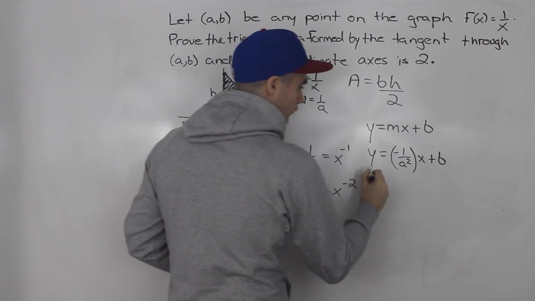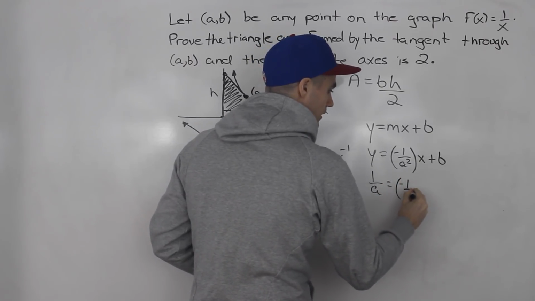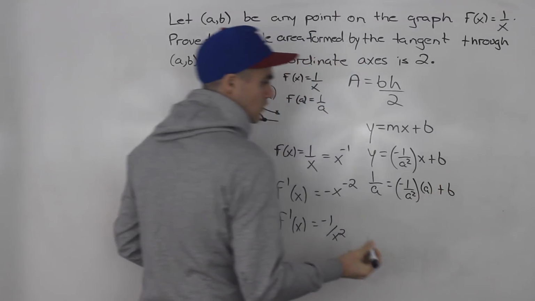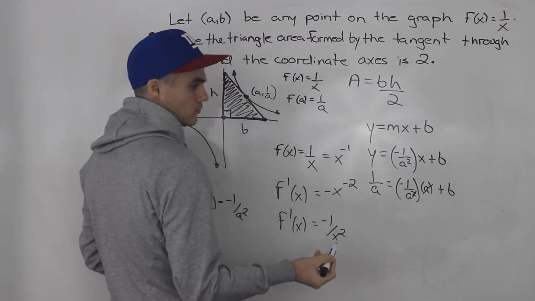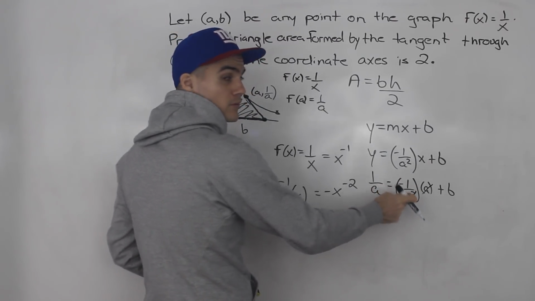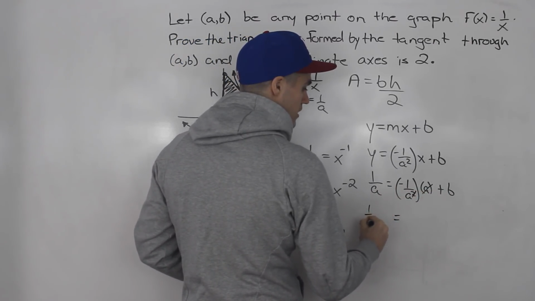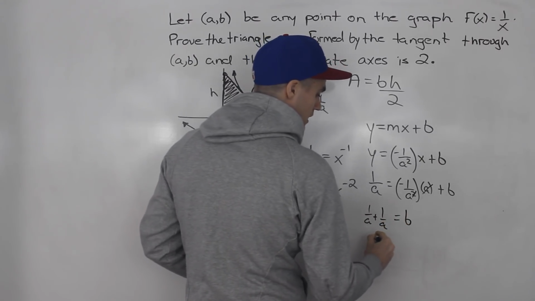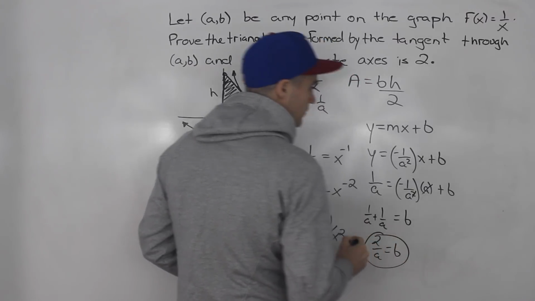So we could plug in 1 over a for y, and then we can plug in a for x, and then we can solve for b. Well, notice here how this a and one of the a's at the bottom will cancel out. So we'll just be left with negative 1 over a, and then we have to bring that over because we want to get the b by itself. So we'll have 1 over a plus 1 over a, which gives us 2 over a. That is the b value.